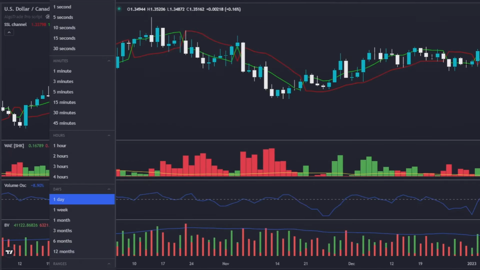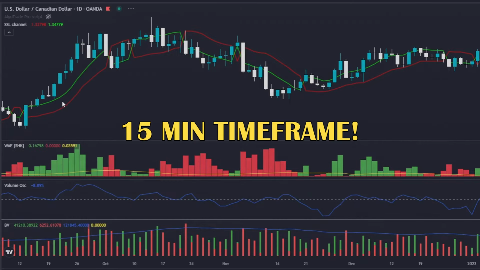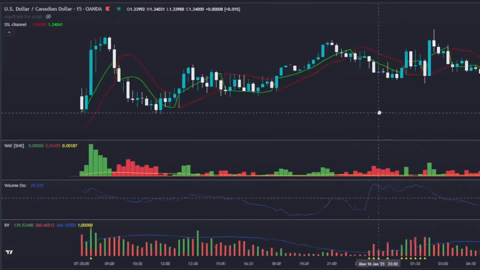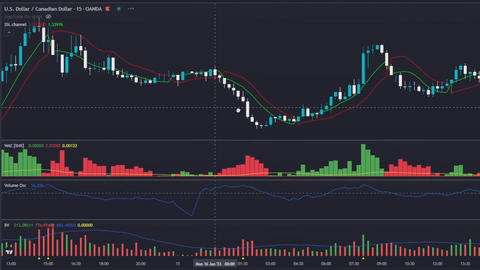Now, I will repeat one of the backtests, but on the 15-minute time frame, because I know a lot of my subscribers enjoy trading in smaller time frames.